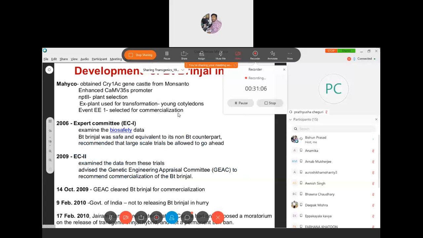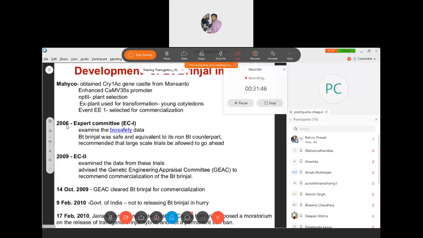So these are the landmark experiments which were performed for the development of BT brinjal. Mahyco started, and they obtained the Cry1Ac gene from Monsanto, and they put this Cry1Ac gene under the enhanced 35S promoter. 35S is a cauliflower mosaic virus promoter. It's a constitutive promoter. They used the nptII gene, a kanamycin resistance gene, as a plant selectable marker, and they raised the event EE1. This event was selected for commercialization.